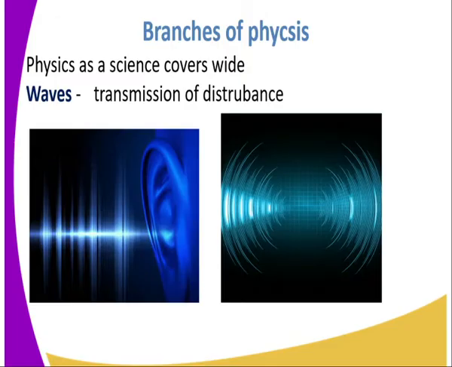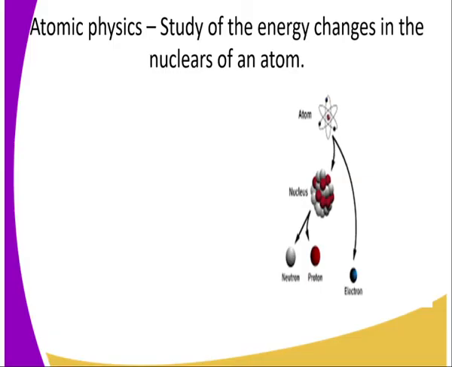So firstly, we look at wave physics, which is branch number 1. Waves, transmission of disturbance. And we have different types of waves. They may range from sound wave, water wave, and they are put into two main categories. Either it's mechanical wave or electromagnetic wave.